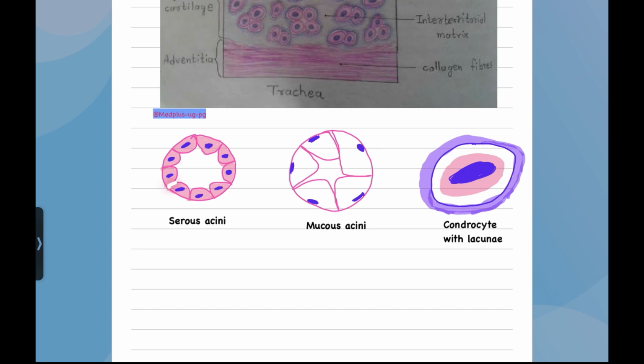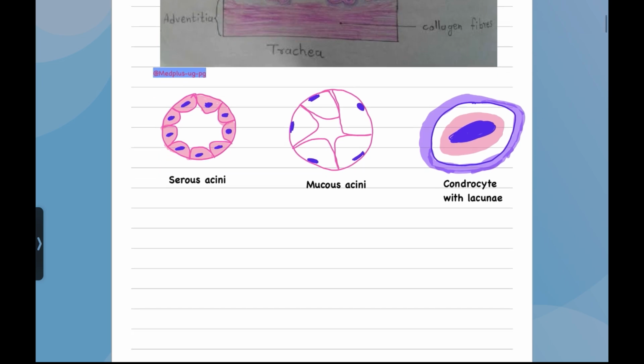Serous acini are made up of pyramidal shaped cells with a round nucleus, and they appear pink colored. Mucus acini are columnar cells with a flat nucleus, and they are white in color under the microscope. So the serous acini secrete a watery secretion, whereas mucus acini secrete mucus, which is sticky in nature and traps microorganisms.